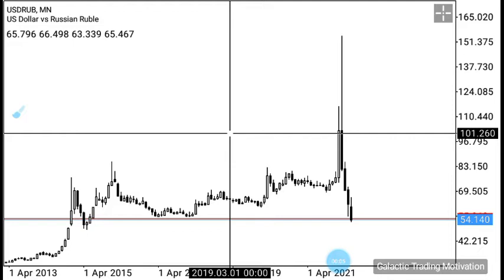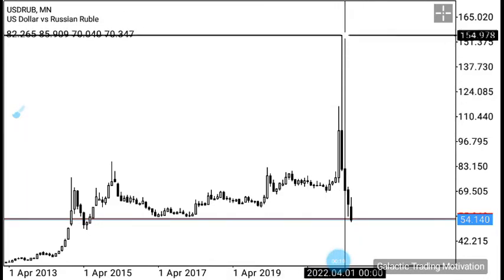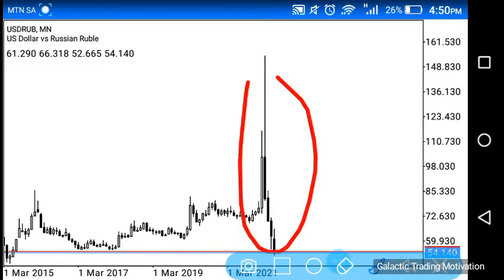Just a very quick analysis of USD/RUB, which is the Russian ruble, and you guys can see that I've got the monthly chart open. We can already see that we have this area right here. Let me actually use my drawing tool. We have this area right here, which consists of about four bearish candlesticks.